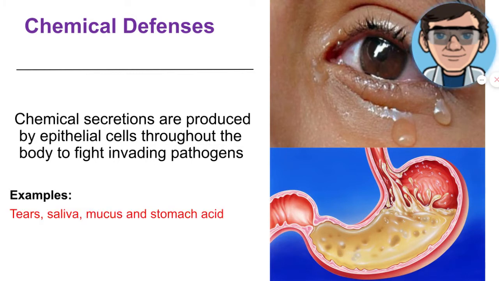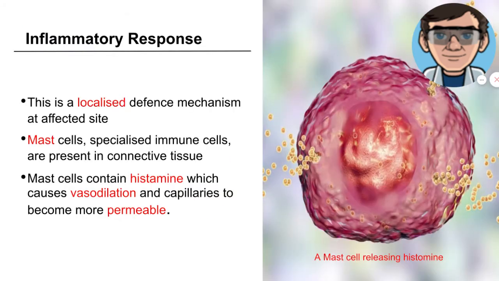So this could be tears, it could be saliva, it could be mucus, it could be stomach acid. For example, if you eat food covered in bacteria, you'd hope the stomach acid is going to destroy most of that bacteria before they can actually invade and infect the body and cause disease. So an inflammatory response is what happens when pathogens do enter the body. For example, if you cut your skin, you break the epithelial cells, you're making a gap in that physical barrier. This is a localized defense mechanism, so it only happens in that area.